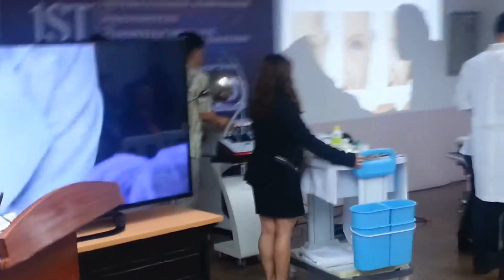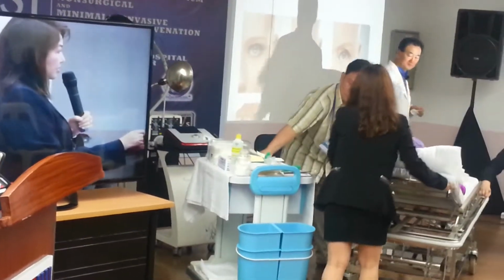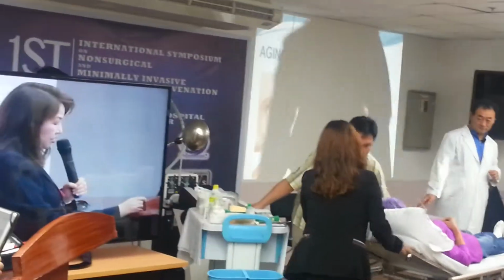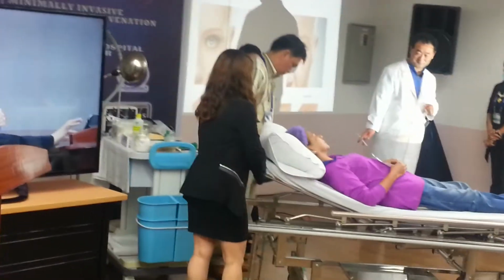This slide shows you the difference of the skin of a young patient and then that of a mid-age and that of an elderly patient. The young patient usually has a thicker dermis and a thicker subcutaneous tissue, which decreases as one ages.